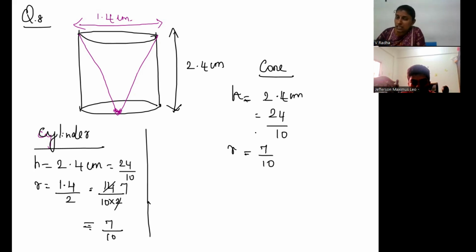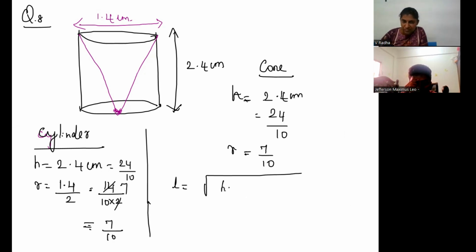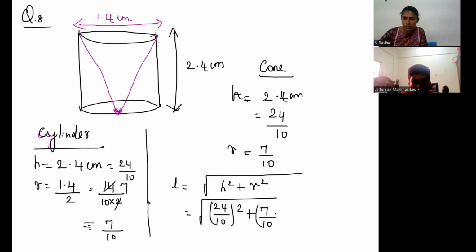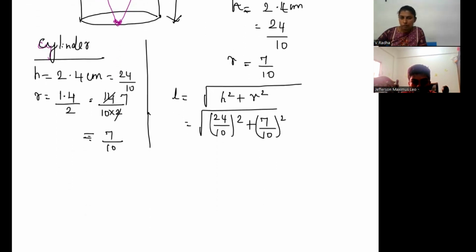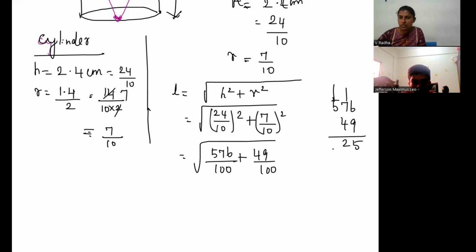For finding the CSA of the cone, pi r l, but l is not known here. What is the formula for l? Root of h square plus r square. Yes, good, by the Pythagorean theorem. h square is 24 by 10, the whole square. r square is 7 by 10, the whole square. 24 square is 576, and 7 square is 49 by 100. Just add up the numerators, 576 plus 49 is 625. This is 625 by 100.